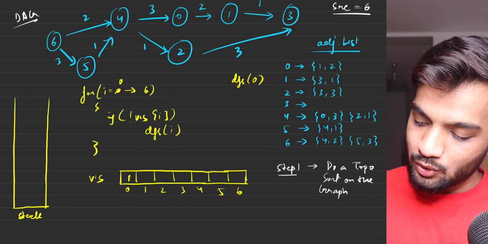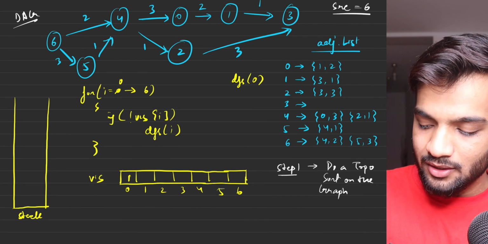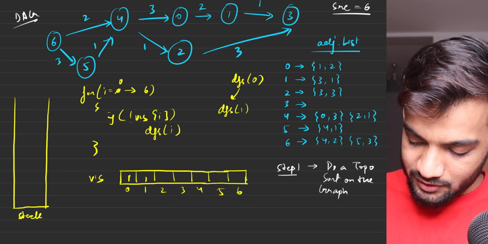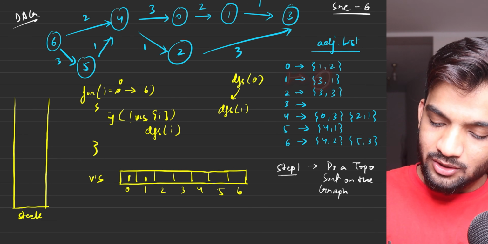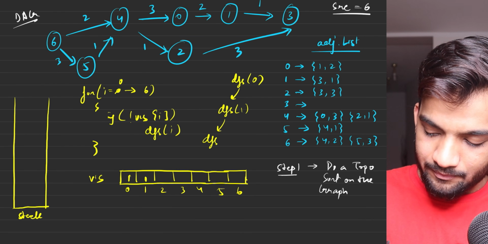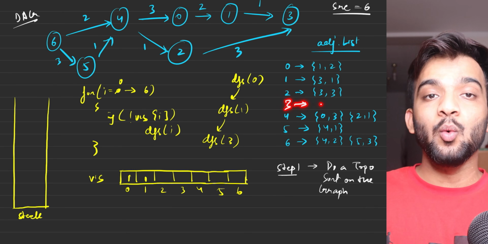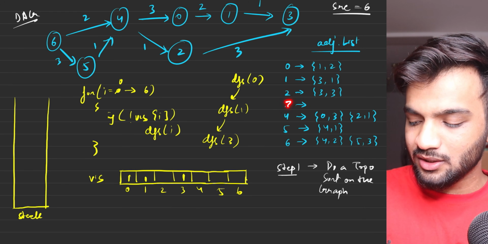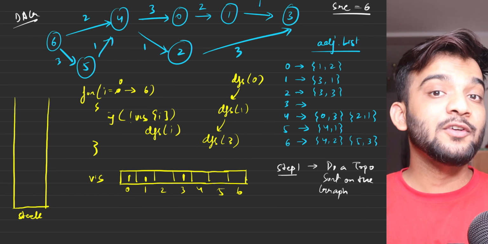Now, who are 0's adjacent nodes? It appears that 0's adjacent node is 1. So go and call the DFS for 1. Perfect. So again, mark it as visited. Who are 1's adjacent nodes? Appears to be 3. So go and call for 3. Who are the adjacent nodes for 3? Appears that there is no one. Mark 3 as visited. For 3 the DFS call is over.